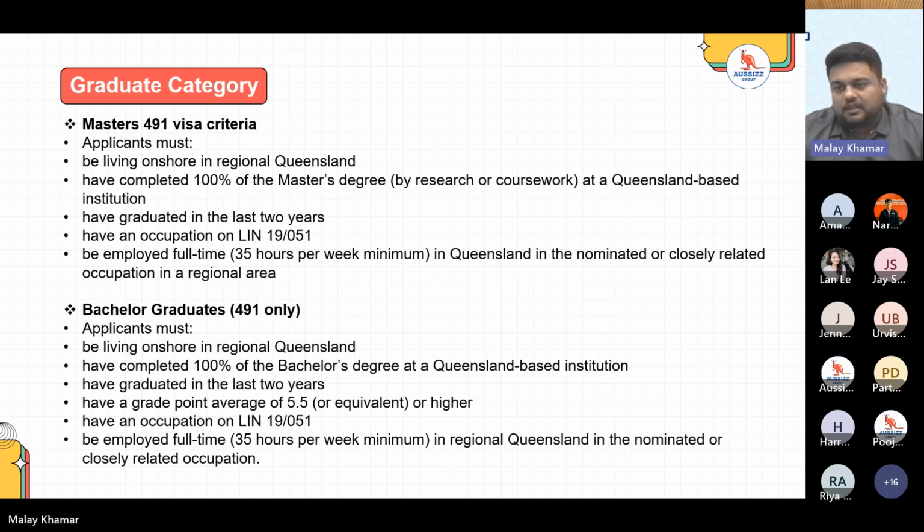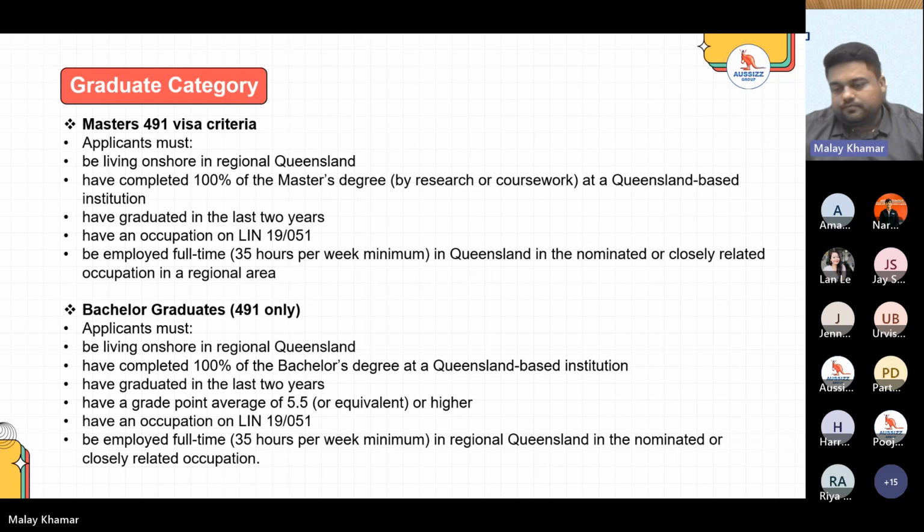And as I have mentioned earlier, you need to have graduated in Queensland within the last 2 years only. So if you have an employer and you're working in the nominated field, you can straight away apply for the category. In masters, there are no GPA requirements, but for the bachelor's category, they have a mandatory requirement of 5.5 GPA or higher in the bachelor's degree. So if you have done a bachelor's degree but you don't have a 5.5 GPA, you will not be eligible for the graduate pathway. So you have to go for the 6 months of work experience pathway, and only then can you apply for permanent residency with the Queensland state nomination.